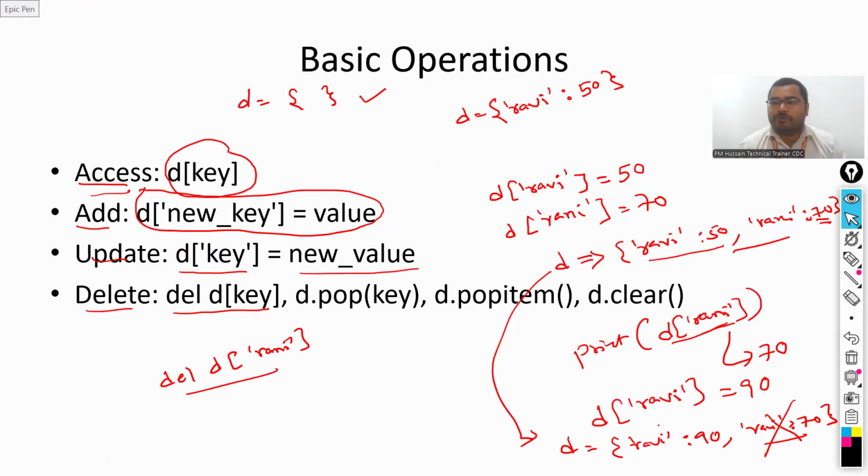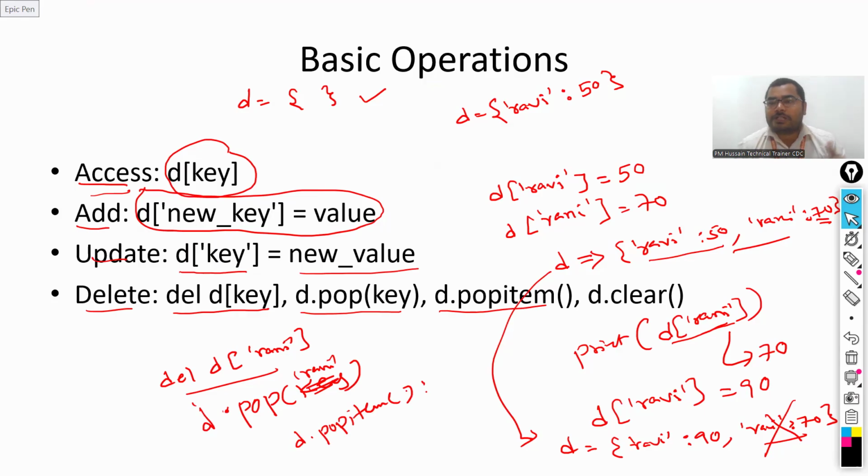This item will be removed from the dictionary. Sometimes you can specify D dot pop. This works in a similar way to del D of key. So D dot pop of key, where you specify the key. Suppose it is Rani, then the Rani item will be completely deleted from the dictionary along with the key and value. Now D dot popitem is another one. This D dot popitem will always remove the last item.